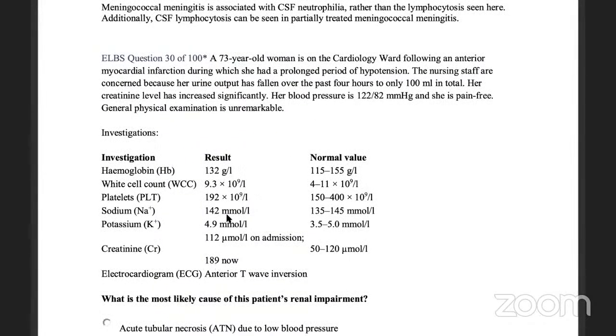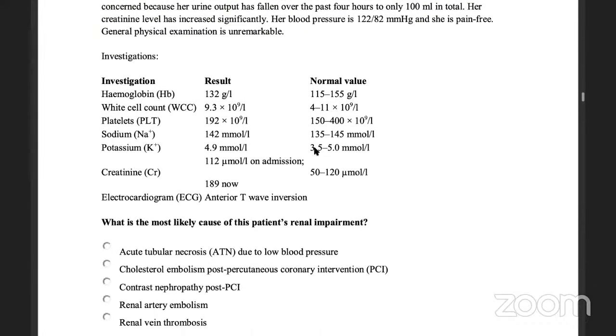ATN. No, they're not doing any procedure, PCI. The patient's urine output is low. So no procedure, that means the last option was not possible. There is no sign of renal vein thrombosis.